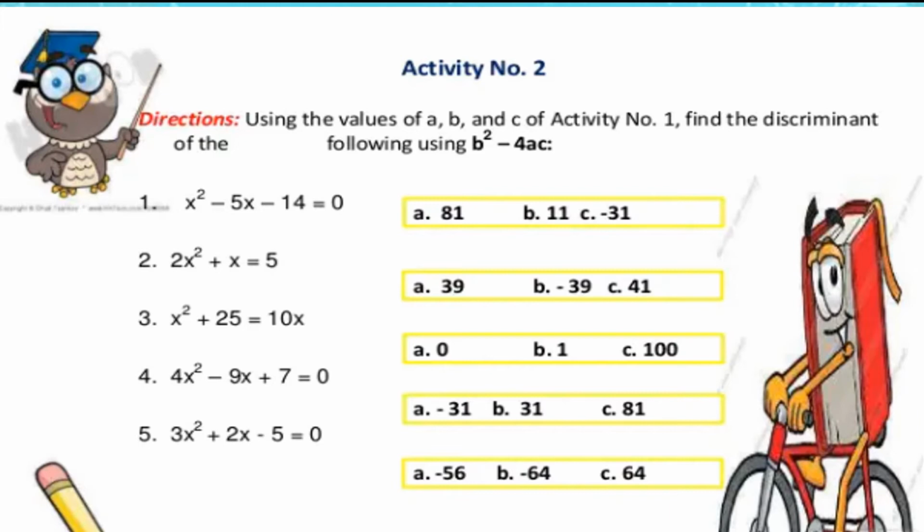Number 1, ang given natin, x squared minus 5x minus 14. Naka-standard form na. Number 2, we have 2x squared plus 5. Anong mangyayari kay 5? Ta-transpose, magiging negative 5 equals 0. Then we have number 3, we have x squared minus 10x plus 25 equals 0. Then number 4, we have 4x squared minus 9x plus 7 equals 0. And number 5, we have 3x squared plus 2x minus 5 equals 0. So, do you have your answer?